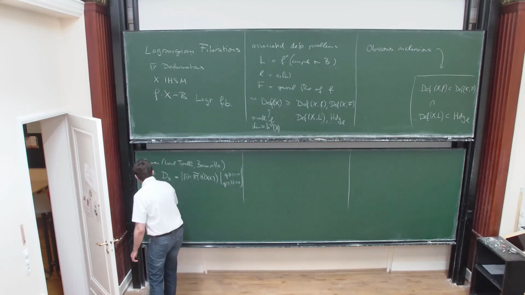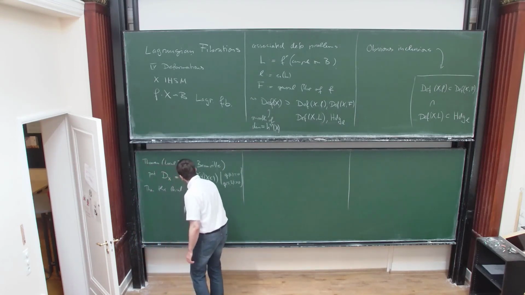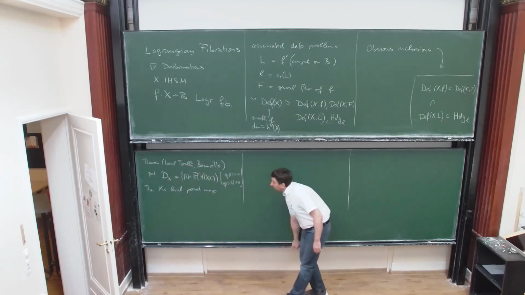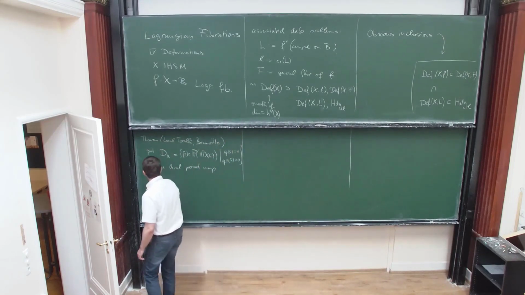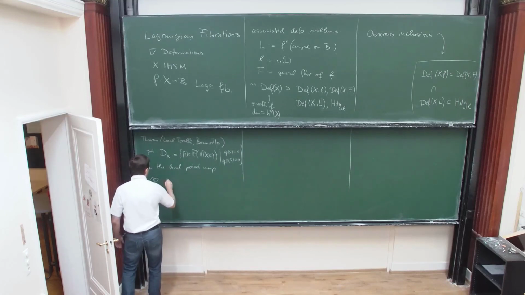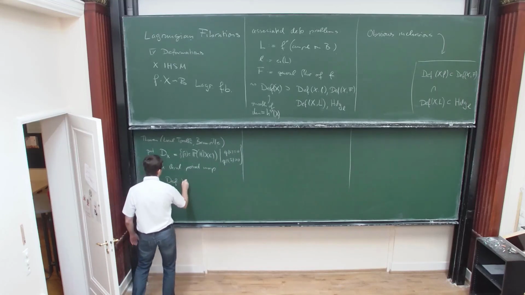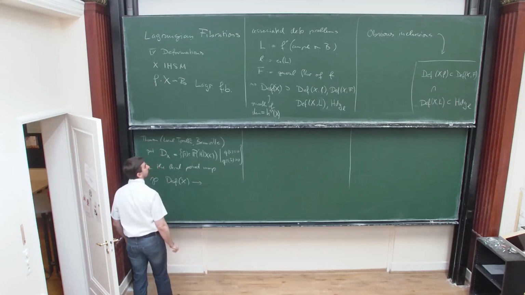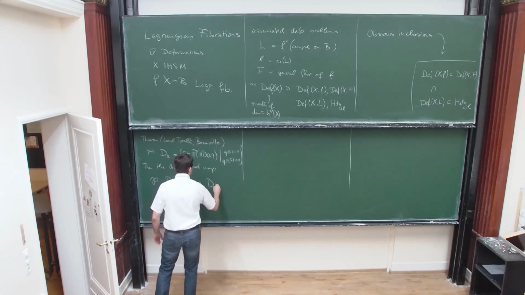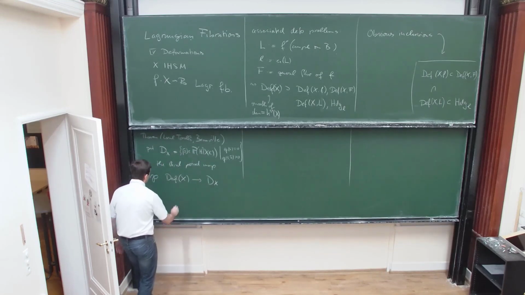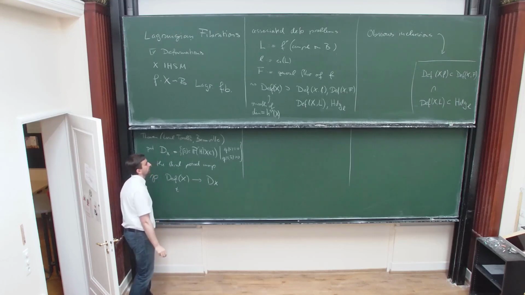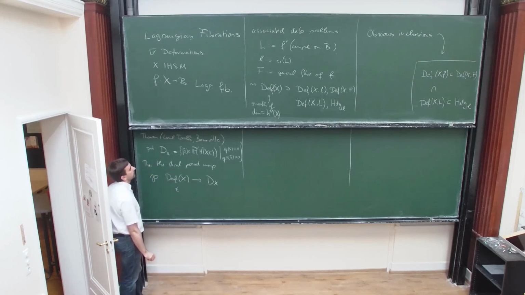And then we have the local period map P from Def(X) to this period domain D_X. So how does this work? You take an element t inside here.